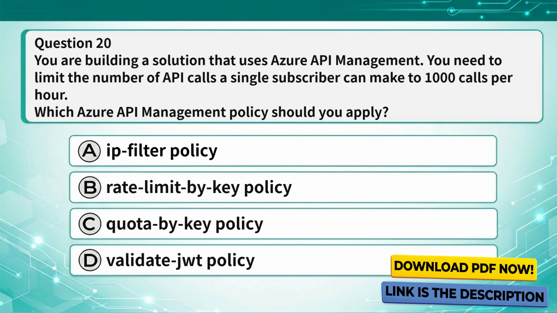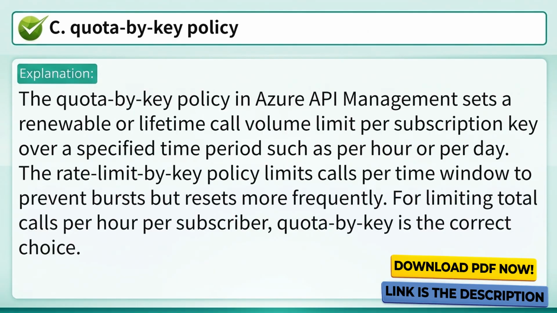Question 20. You are building a solution that uses Azure API management. You need to limit the number of API calls a single subscriber can make to 1,000 calls per hour. Which Azure API management policy should you apply? A. IP filter policy. B. Rate limit by key policy. C. Quota by key policy. D. Validate JWT policy. Correct answer, C.